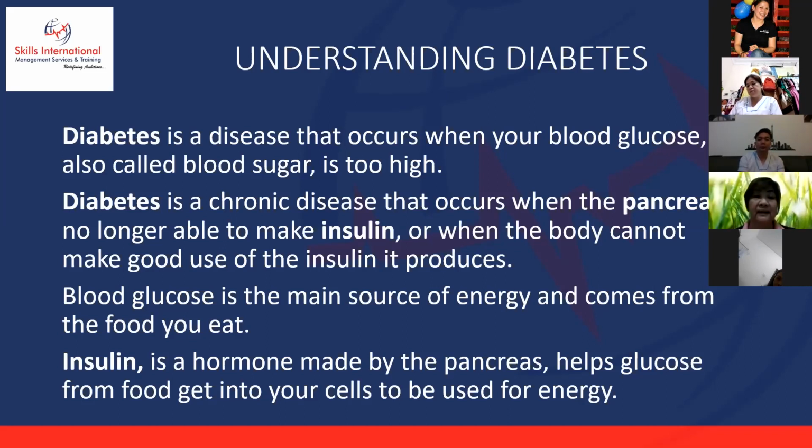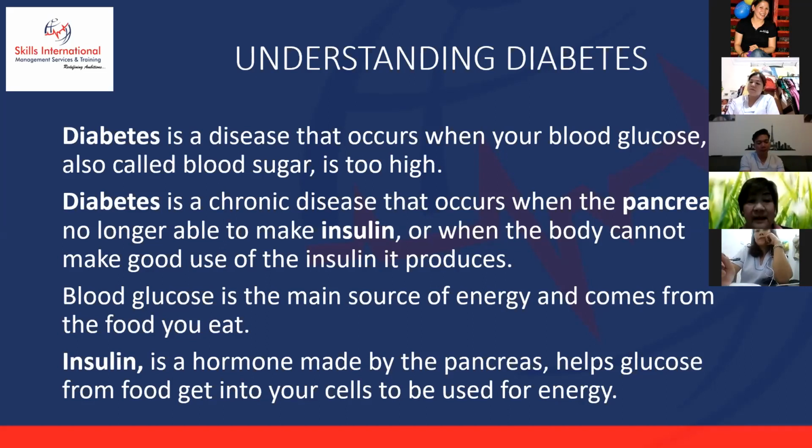So diabetes is a disease. It occurs when your blood glucose, also called blood sugar, is too high. So in diabetes, we have blood glucose, also called blood sugar. Glucose and sugar are the same. Okay, that's why we are calling it blood glucose or blood sugar. So diabetes is with high blood sugar or blood glucose.